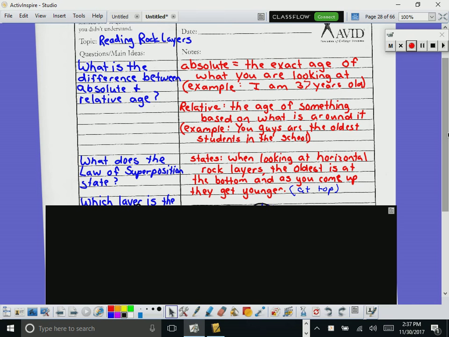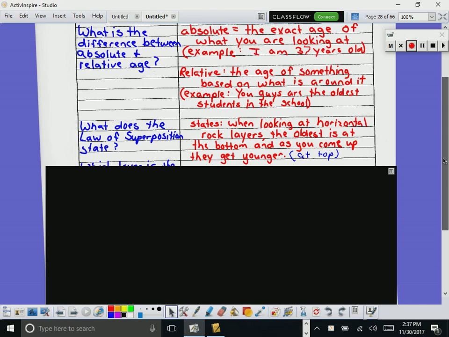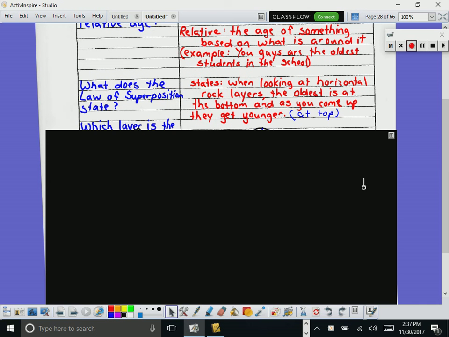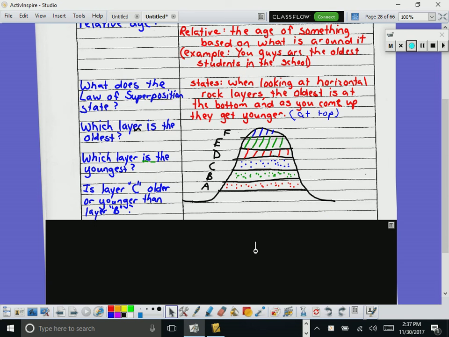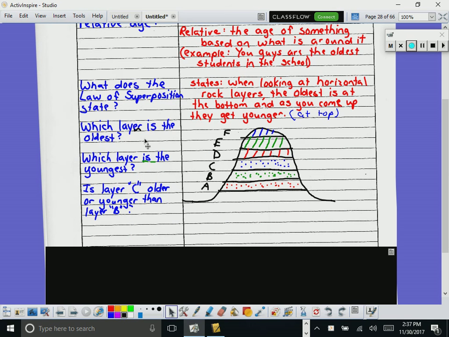Okay, so let's do a little practice. I know you've only seen this law for about 45 seconds, but it really is easy. On your paper, I want you to put your answers right over here. I want you to tell me which layer is the oldest. I want you to tell me which layer is the youngest. And I want you to tell me, is layer C older or younger than layer B? You're looking at these layers right here. Go ahead and pause the video, do your answers, and then you can check them by hitting unpause.